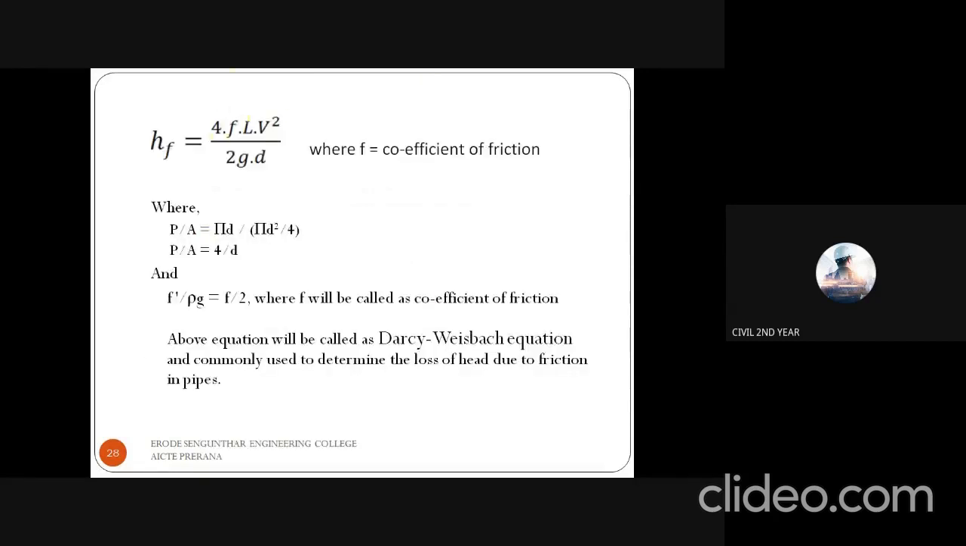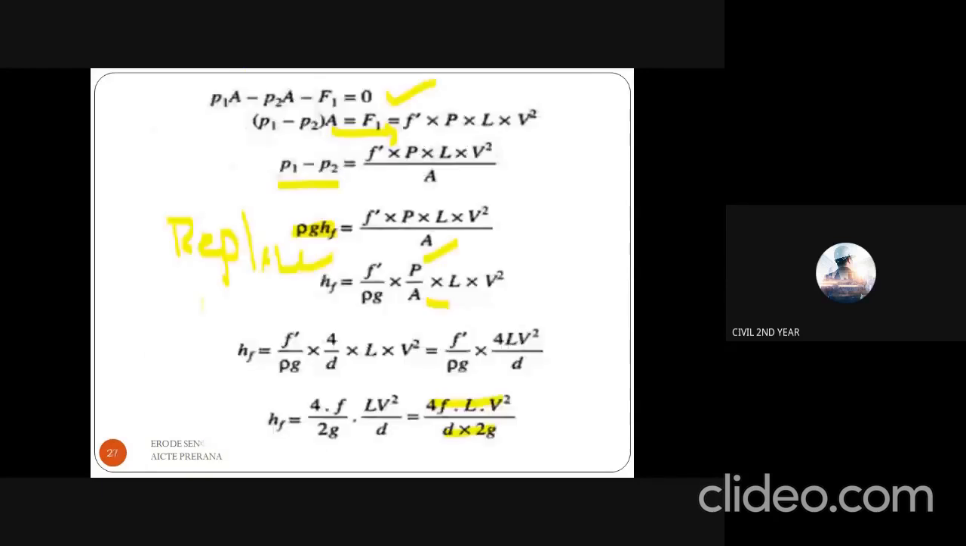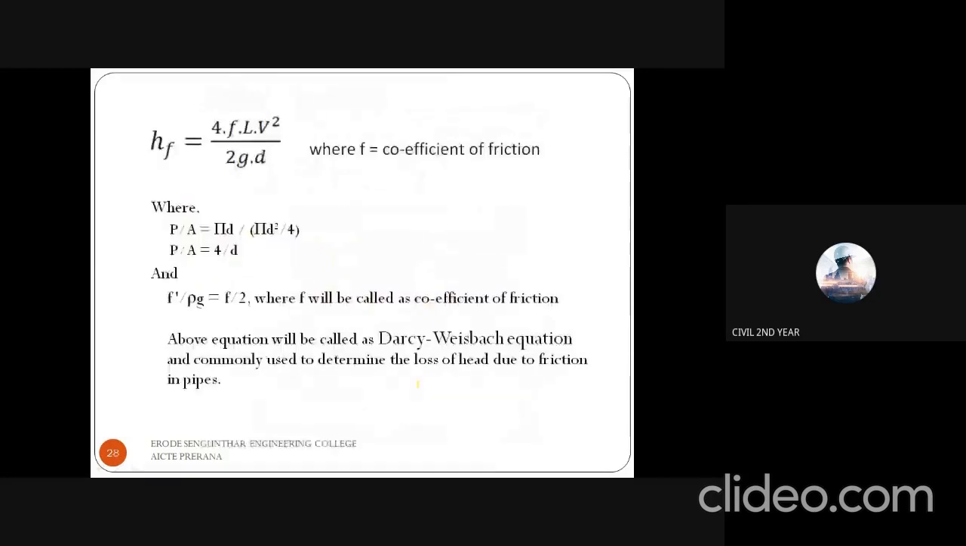And F dash by rho G, we consider as F by 2. So F dash by rho G, here we replace as F by 2. So F will be called the coefficient of friction.